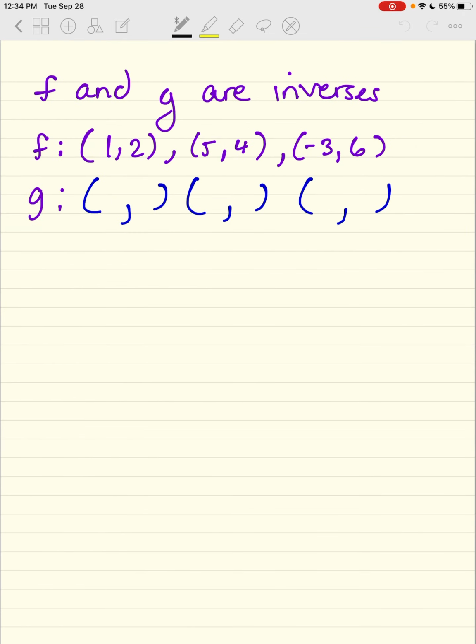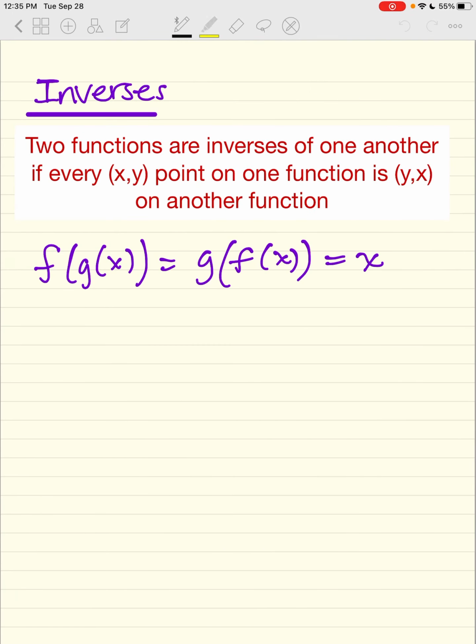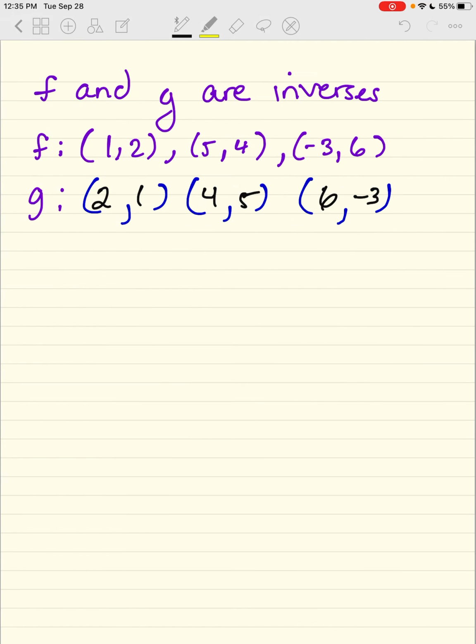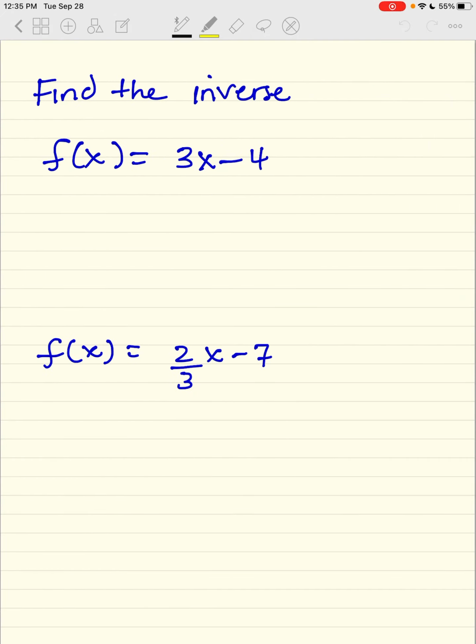If I tell you f and g are inverses of each other, and I tell you f contains the points (1, 2), (5, 4), (-3, 6), that means g must contain the points (2, 1), (4, 5), (6, -3), because what we just said a few seconds ago is that if one function has xy, the other one has yx. So (1, 2) becomes (2, 1), and so on. You just flip them.